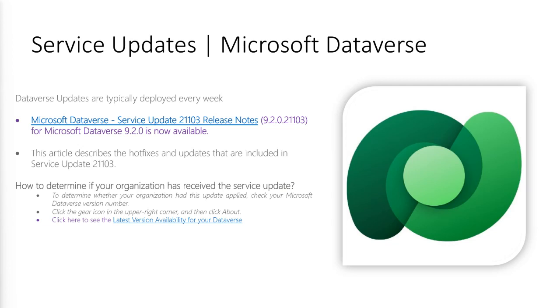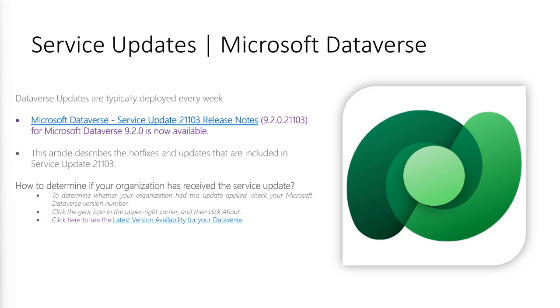So we're going to start here with the Dataverse. Dataverse updates are typically deployed every week and reflect the environment update information, right? At this point, the latest service update for the Dataverse is version 2.1103. It will include all the hotfixes and updates for the Dataverse. So you can use that link to read the release notes if you want more information on what it includes in terms of hotfixes and updates.